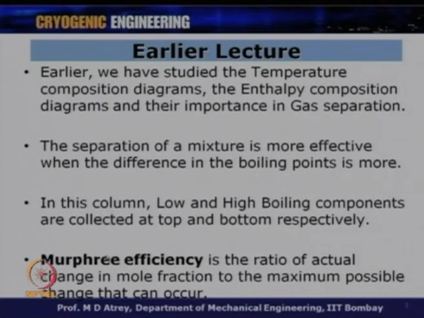We also defined Murphy efficiency, which is the ratio of actual change in mole fraction to the maximum possible change that can occur in the mole fraction. In a way, it actually points at the ineffectiveness of the column. This can help us to calculate the number of plates or number of processes of condensation and boiling that should occur in the column.